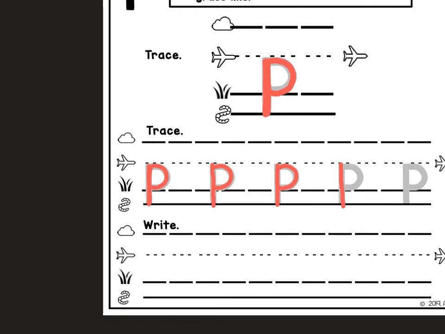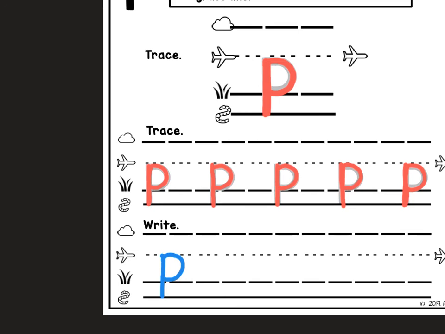Plain line, straight down to the worm line, trace back up, curve around to the grass line. Start the plain line, down to the worm line, trace back up, curve around to the grass line. Okay, let me switch to blue. Start the plain line, go down to the worm line, trace back up, and then go around to the grass line.